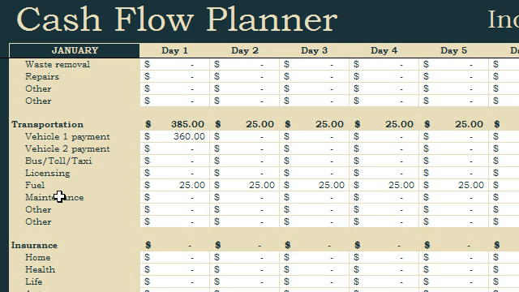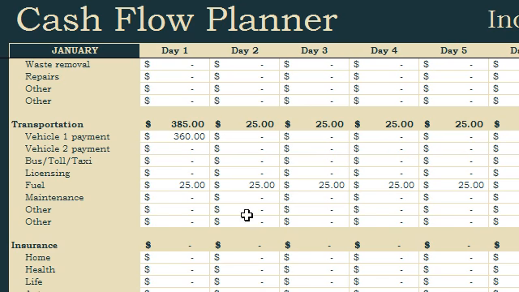Here's another example. So this $25, this is how many times I went to the gas station to fill up one of my vehicles. And it's pretty simple to see that versus scrolling through 31 days. Okay? So once you have your forecast, then you're just going to start entering in your income and expenses as those events happen, and you're basically managing your budget.